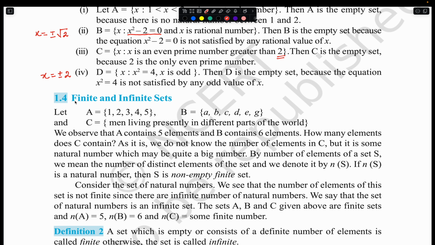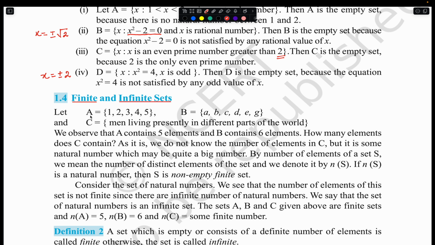Just by looking at the names of these two, we are able to understand that in a finite set, there will be a finite number of elements, and in an infinite set, there will be an infinite number of elements, right? So if you see the three, that is empty set, finite set, and infinite set, this classification is mainly based on the number of elements inside that set, right?